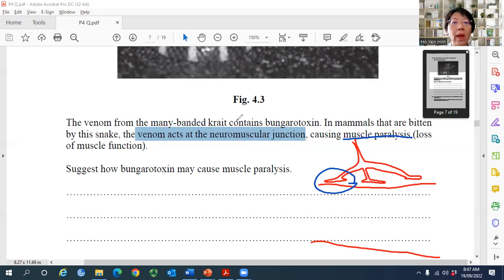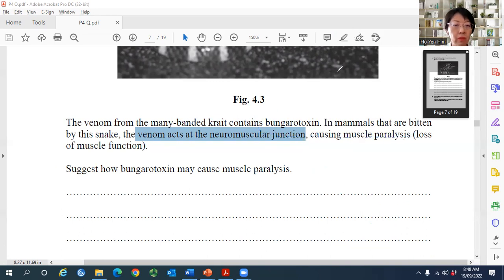They say that when this toxin is injected by the snake into the body, it will affect the neuromuscular junction, and that will cause muscle paralysis. That means the muscle cannot contract anymore, cannot function. So suggest how bungarotoxin may cause muscle paralysis. You need to give me an answer for this entire region. That's what the mark scheme is all about. Okay, so let's look at the mark scheme.